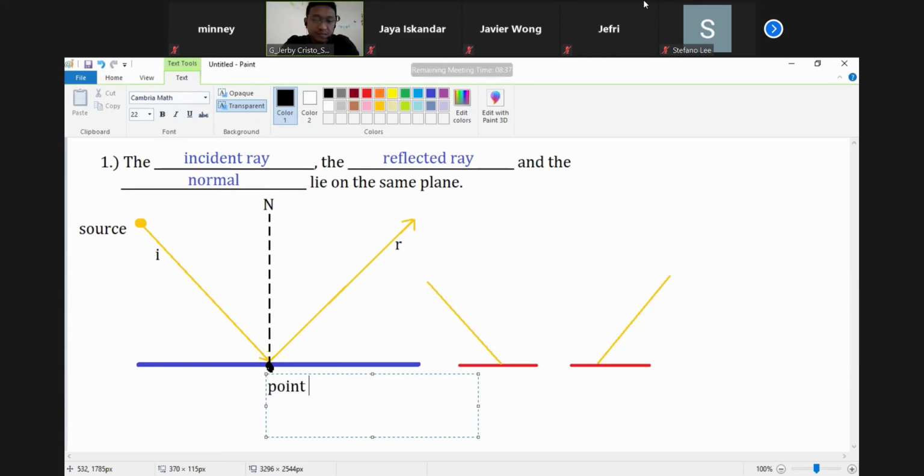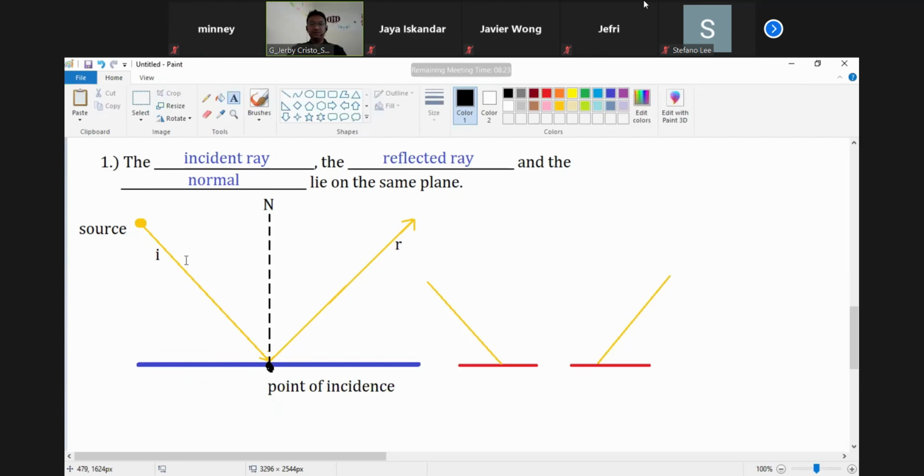So that's the point of, okay, we call that the point of incidence. These three must be appearing at the same point in the plane, which we call the point of incidence. It's impossible that they are appearing at different points in different planes. So that's what the first part of the law tells. They must be lying on the same plane.